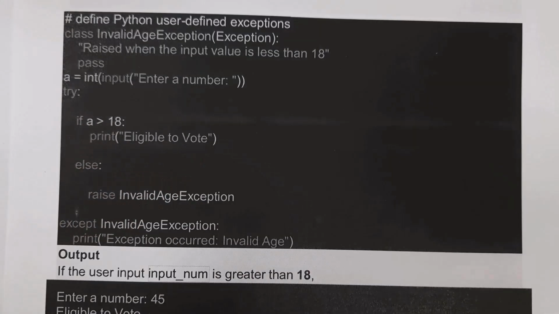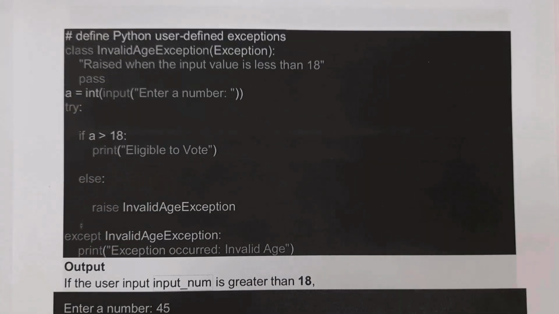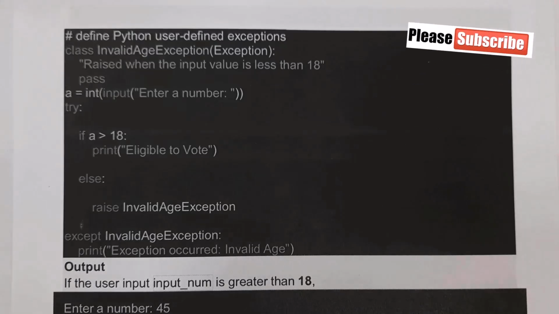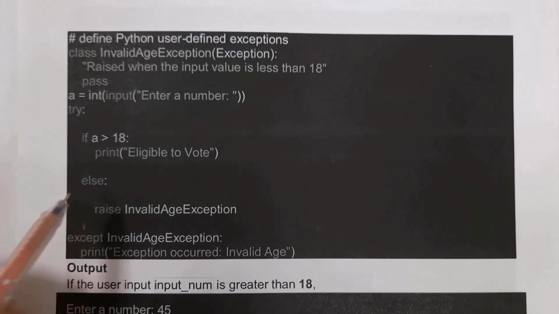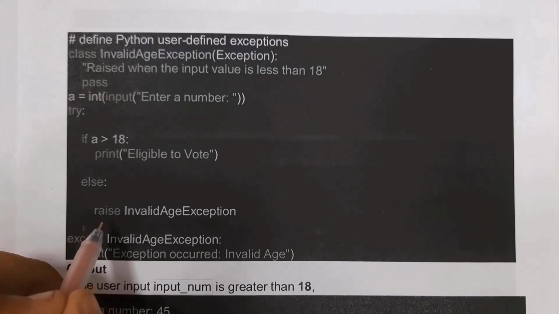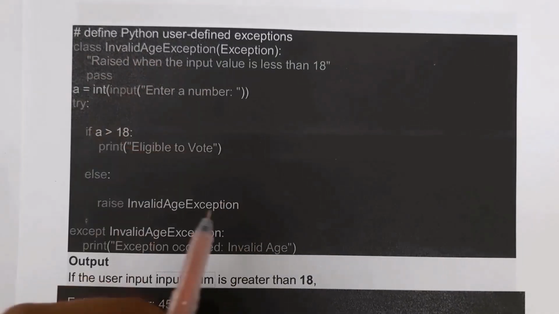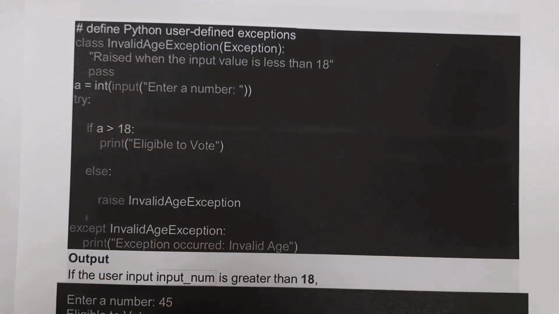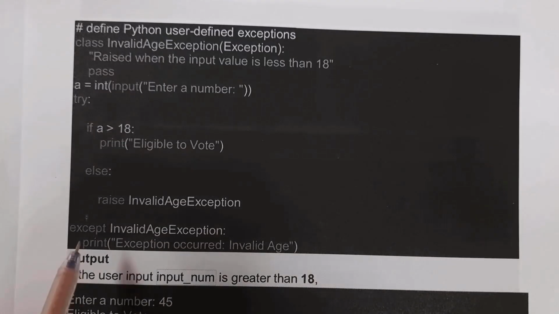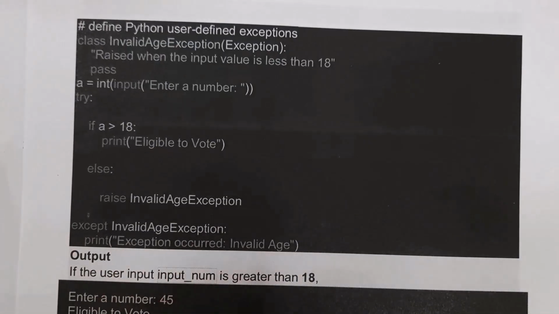Else if I give age less than 18, then it should give an error message, that is nothing but an exception. So inside the else block I write, by using the raise keyword we can create our own exceptions. So inside else I write raise, and our exception name is InvalidAgeException. So I write this here. And next inside the except block I write InvalidAgeException. And inside this I am giving some message like print exception occurred invalid age.